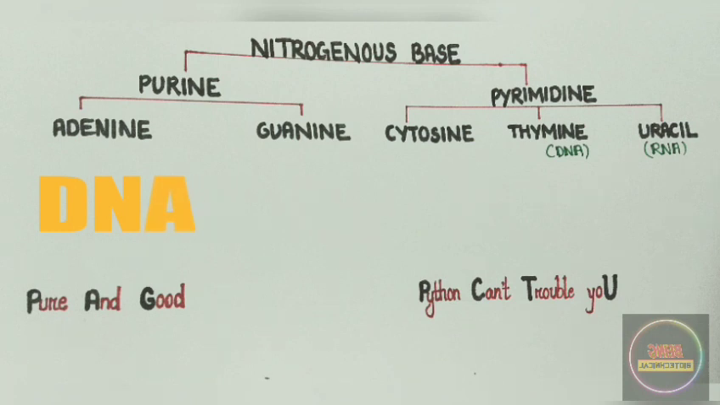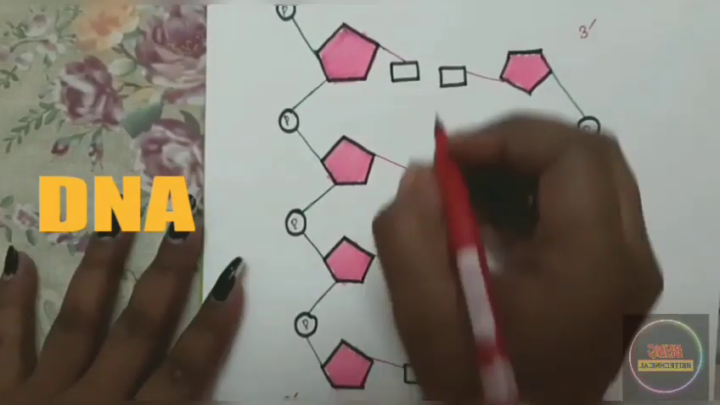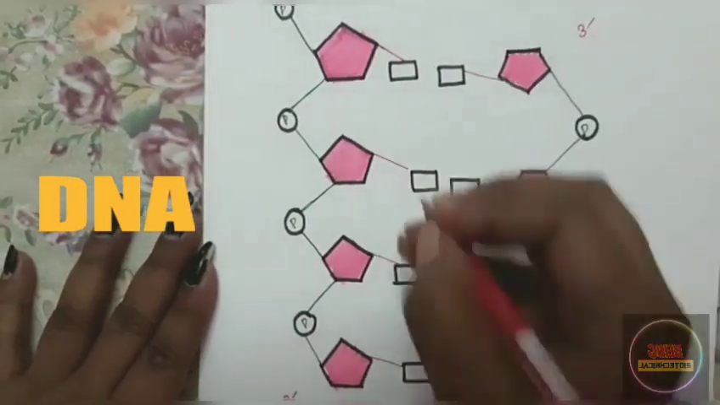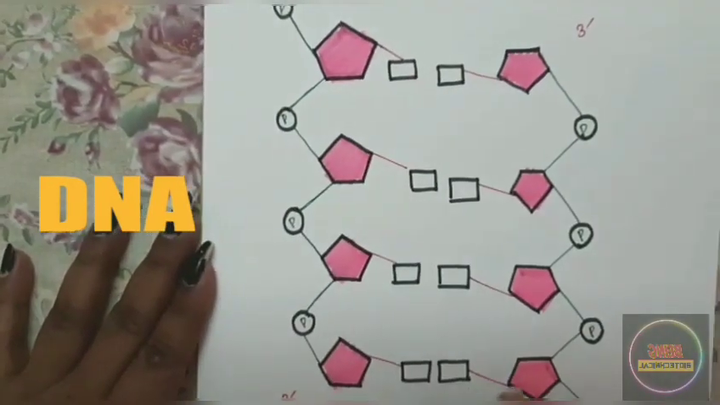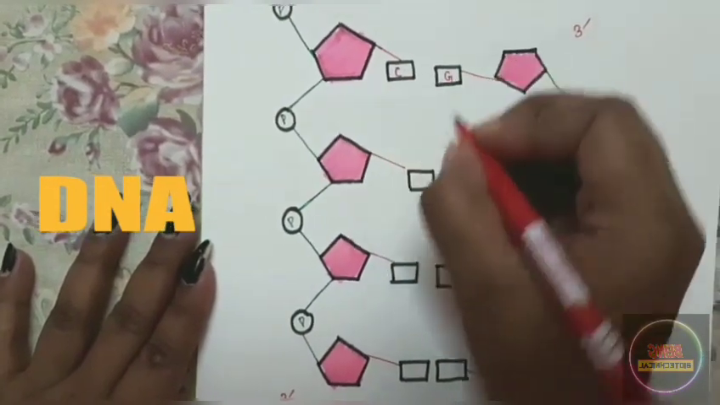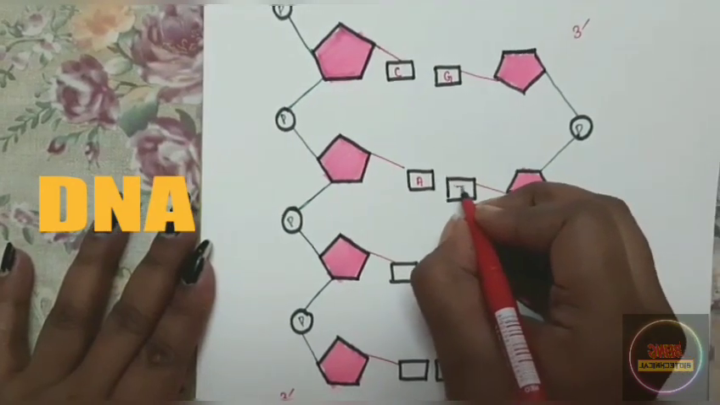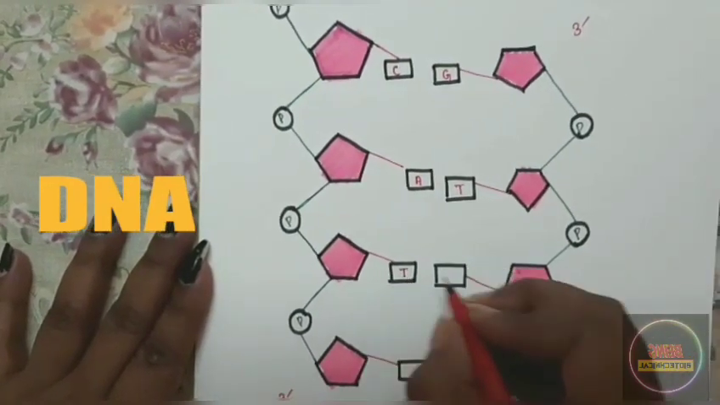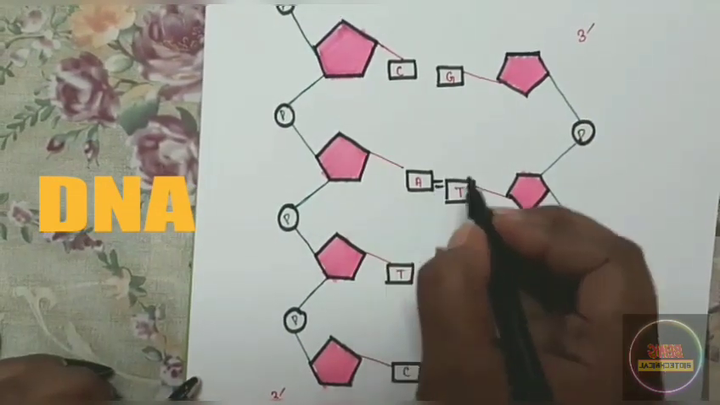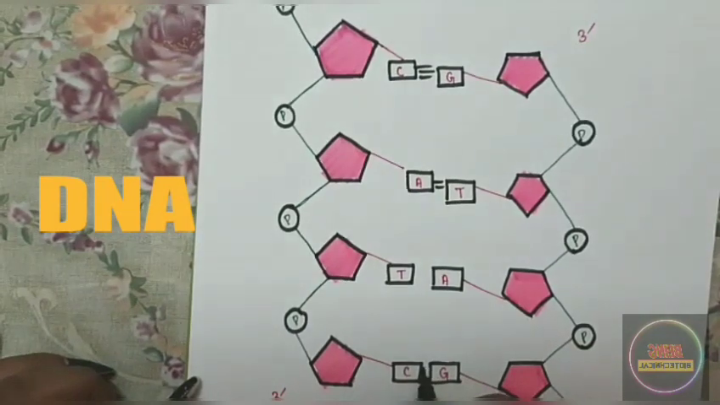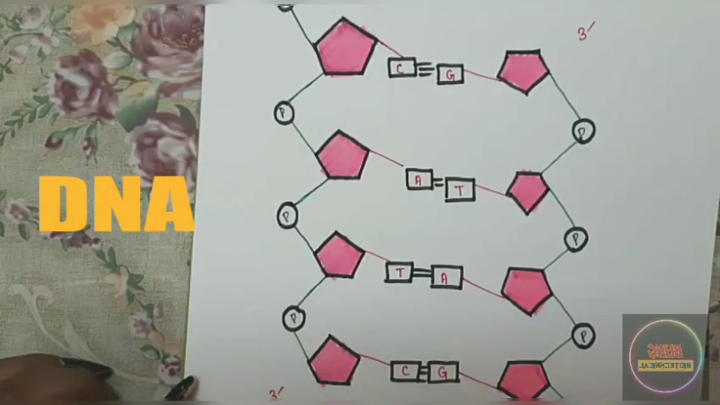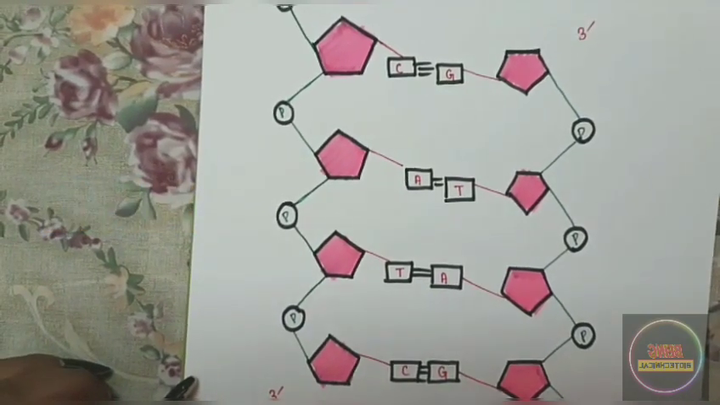ATGC. Now let us return back to our structure. These are the places where we have to fill the nucleotide bases in order to make the structure of a double helical DNA. So look carefully. C, G, A and T. Again T, A, C and G. Double bond, triple bond, triple bond, double bond. This is how DNA is arranged in a double helical structure.